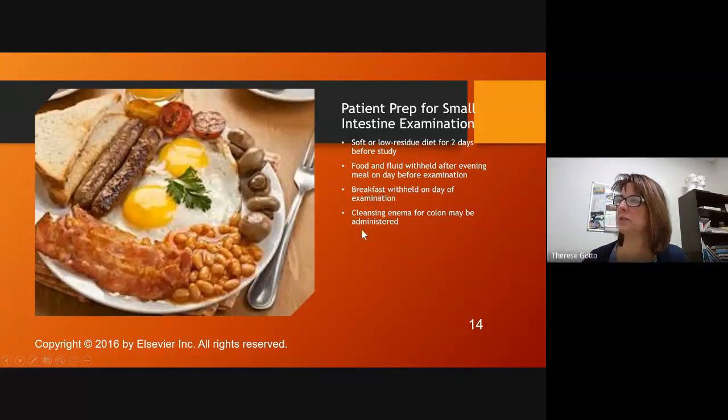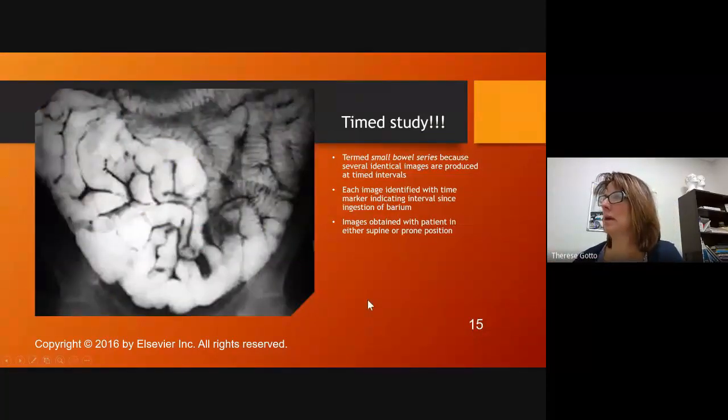Okay, some patients need to do a cleansing enema so that the colon is not filled with residual fecal matter. Okay, the main takeaway for small bowel follow-throughs is it is a timed study.